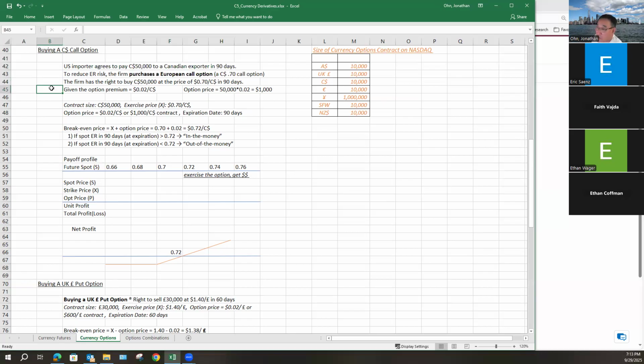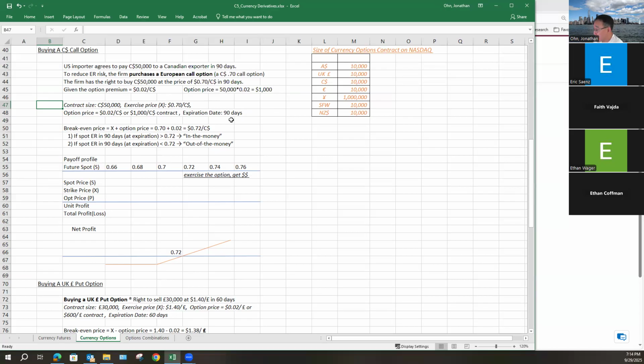But there's a small price for that. It's called the option premium. For this option, you pay 2 cents per Canadian dollar, or for the entire contract, 50,000 times 2 cents is $1,000. It's the price for risk management, right? So the contract size is 50,000, the exercise price is 70 cents, and the option price is 2 cents per Canadian dollar, or $1,000 for the entire contract of 50,000.